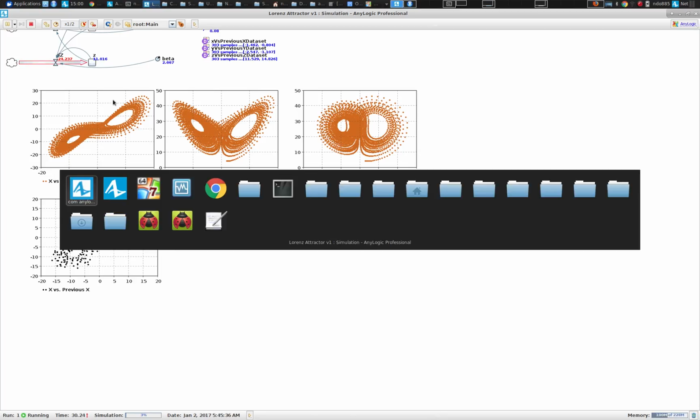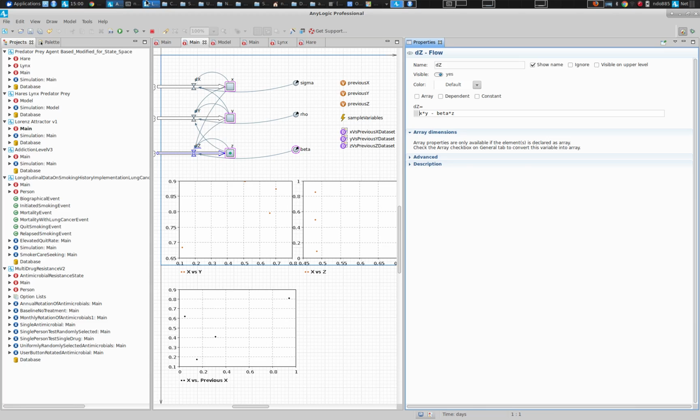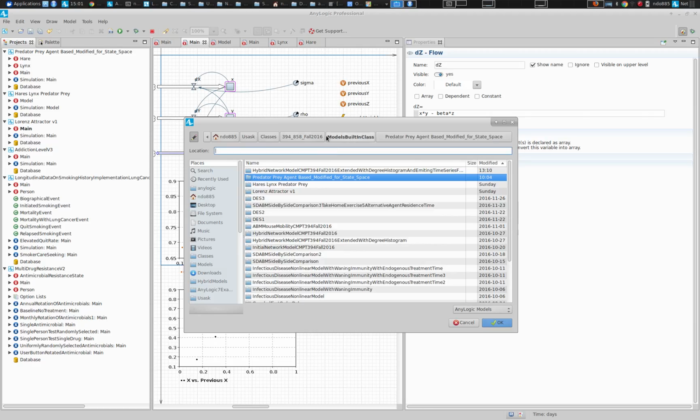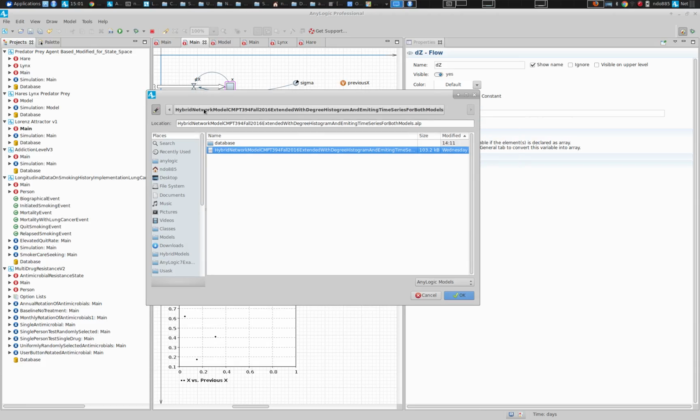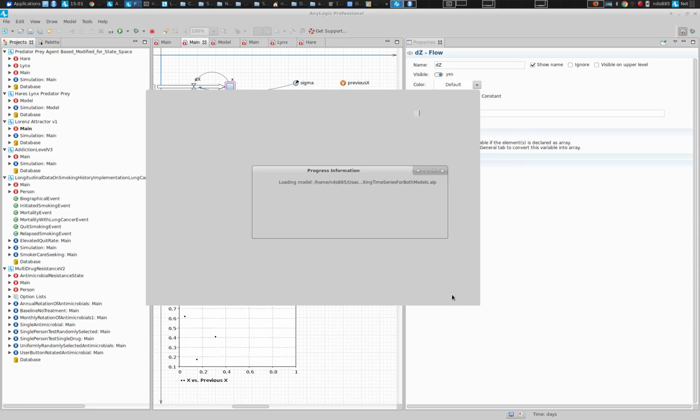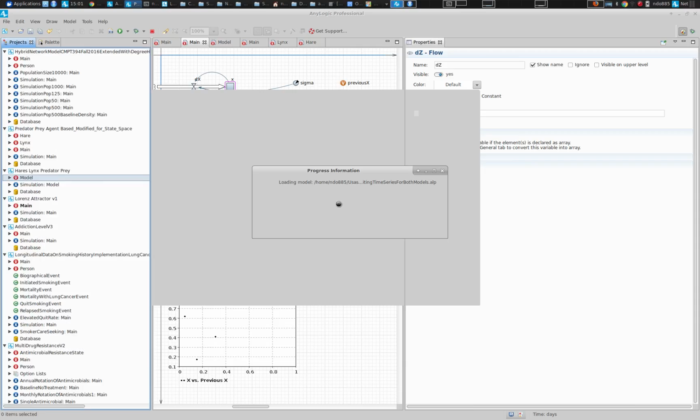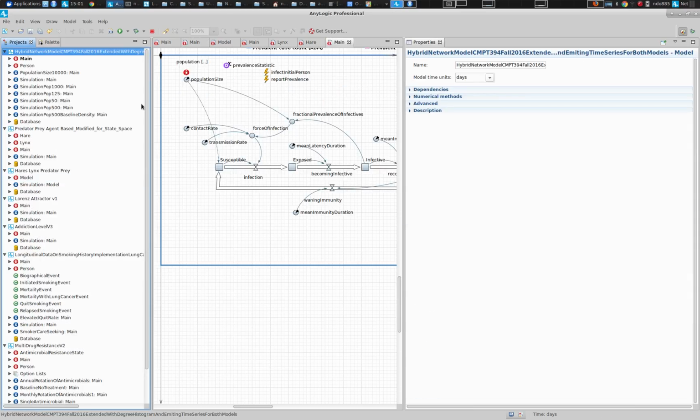The final model I'd like to depict here, and we're going to be revisiting, so don't close these all together, is a model that is one we built in class, but slightly elaborated. And I think it gave you, okay, this one may be the one that gave you problems because its name is a mouthful. Hybrid Network Model, CMPD 394, Fall 2016, extended with degree histogram and emitting time series for both models. Okay, so I'm not sure if you'll be able to pronounce that, much less open it, but I'm going to give it a try, okay?